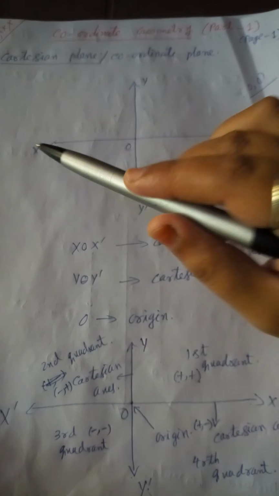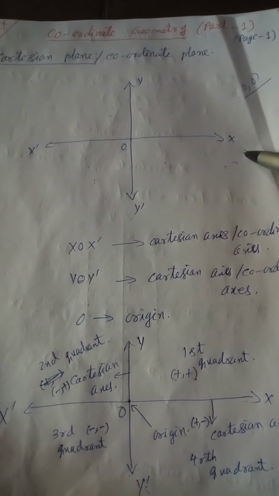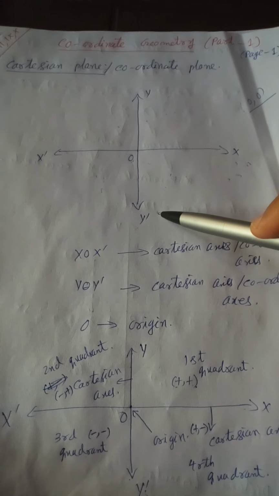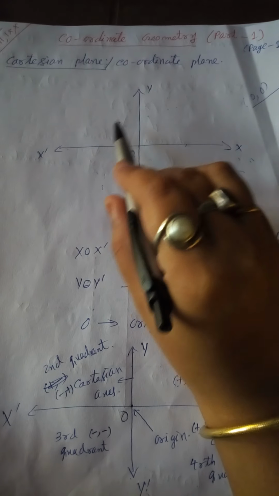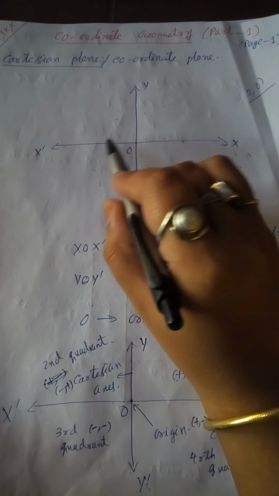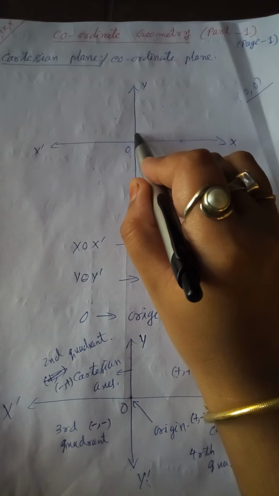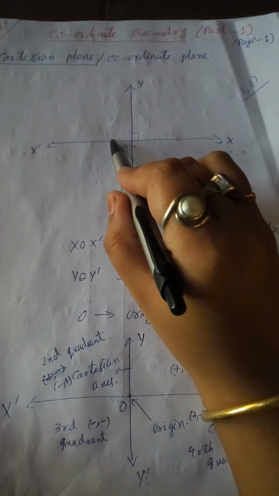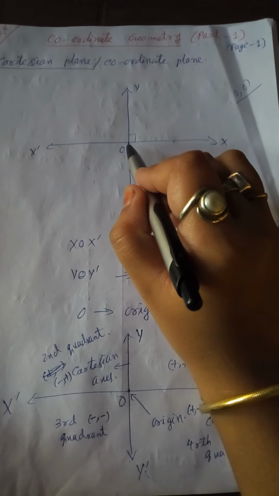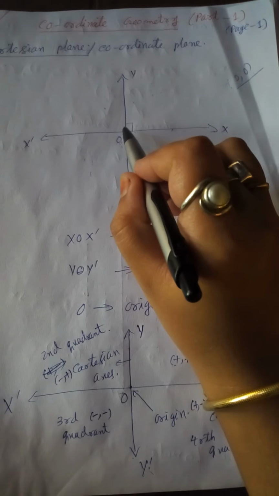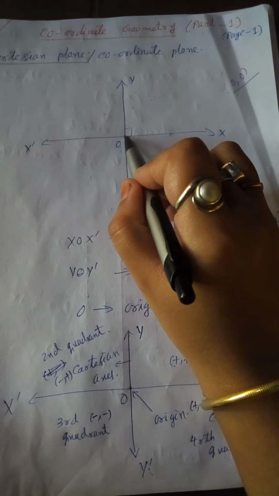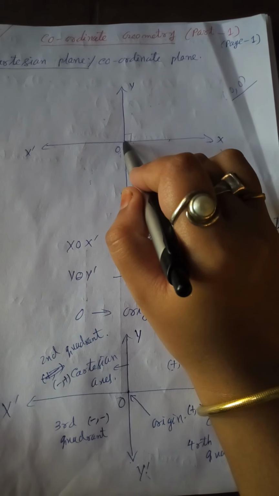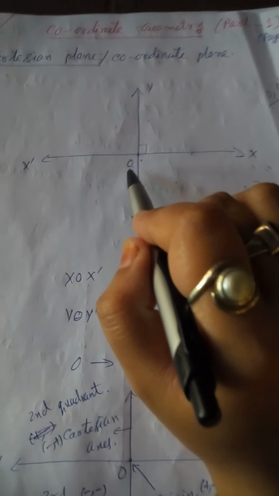Two axes perpendicularly intersect. Two straight lines perpendicularly intersect. They are X'OX and Y'OY. Perpendicularly means that when these two lines intersect at this point, they make a 90-degree angle. That means these two lines perpendicularly bisect each other. And this point is called the origin. In the Cartesian plane, this intersecting point is called the origin, and it is denoted by O.